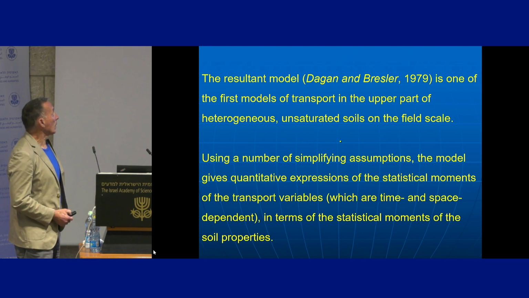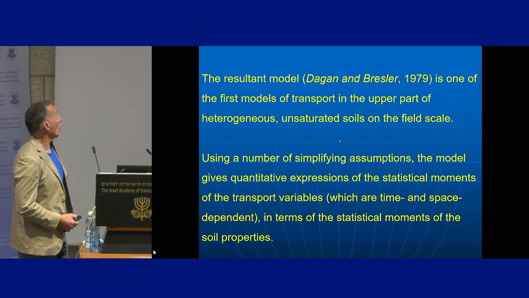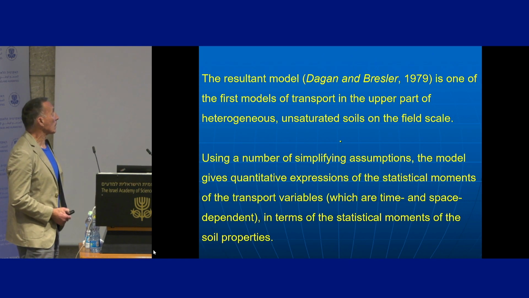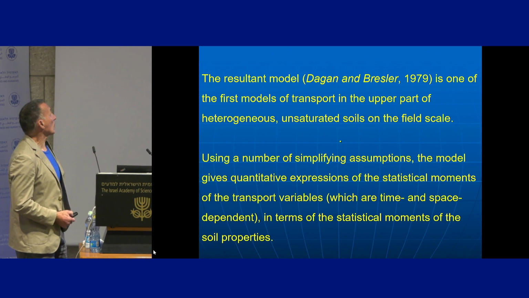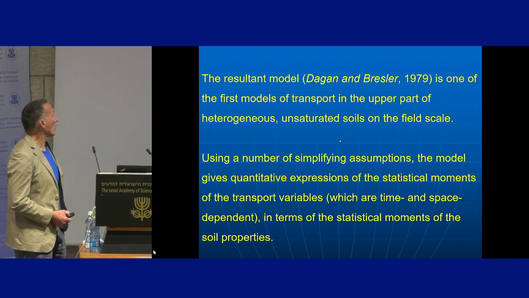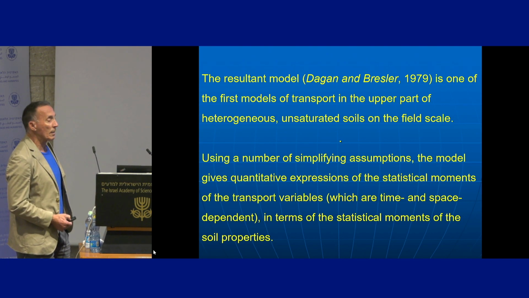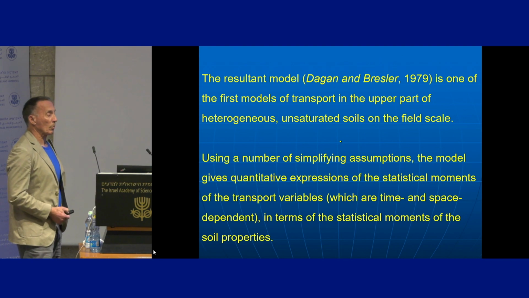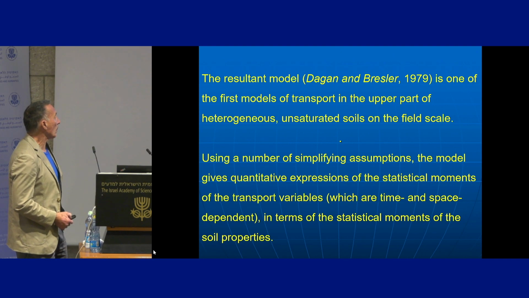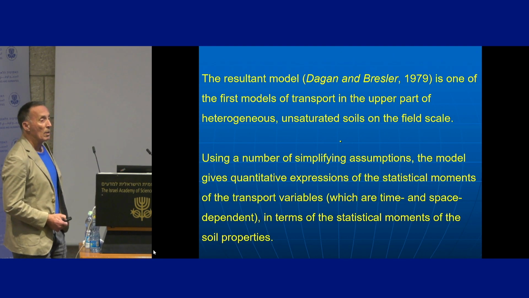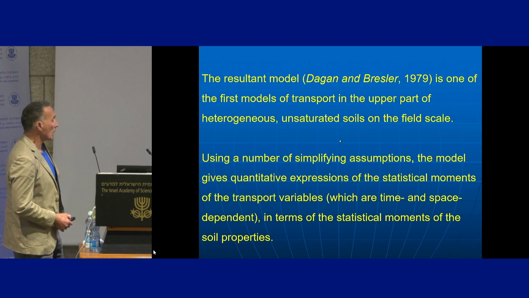The result of this research, the model known as Dagan and Bressler from 1979, is one of the first models of transport in the upper part of the heterogeneous unsaturated soil on the field scale. They used a number of simplifying assumptions, and the model gives quantitative expressions of the statistical moments of the transport variables, which are time and space dependent, of course. It depends on the statistical moments of the soil properties themselves.